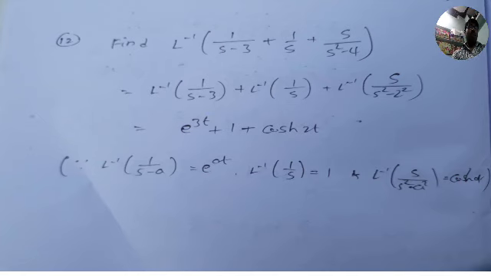What is the first formula we are using here? L inverse of 1 by s minus a, e power of at. Second formula, L inverse of 1 by s, 1. Good. What is the third formula? L inverse of s by s square minus a square. It is s by. If it is 1 by, then sin h at comes. It is s by, so you will get cos h at. Right. What is the answer now? e power of 3t plus 1 plus cos h 2t. Right, guys. Very good. Well done.